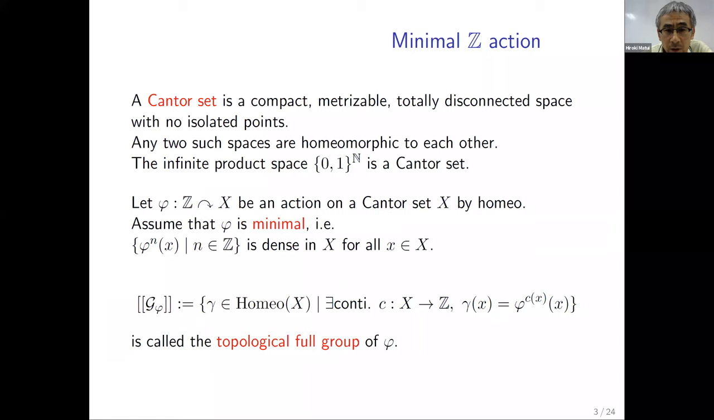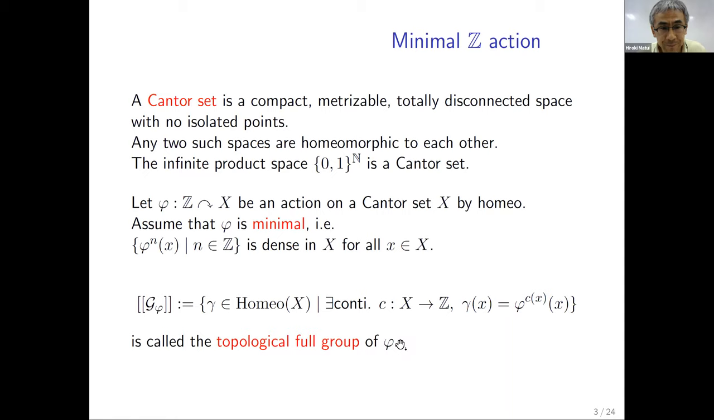So let us start with the action of the integers, the case of Z action. I think everybody is familiar with Cantor set, so let me skip this. Let phi be an action on a Cantor set X by homeomorphisms. It's an action of the integers. And assume that phi is minimal, that is, every orbit is dense in X.